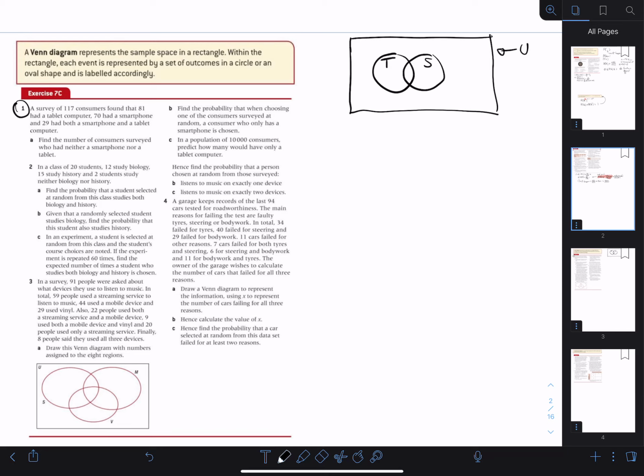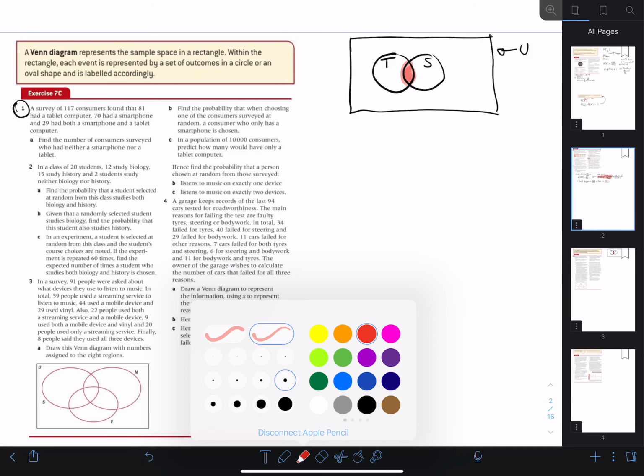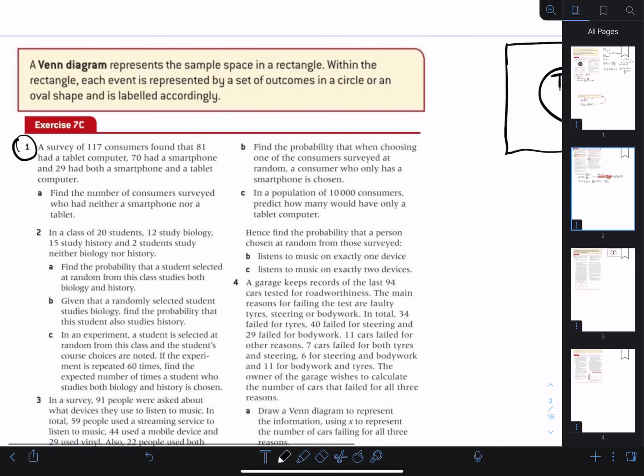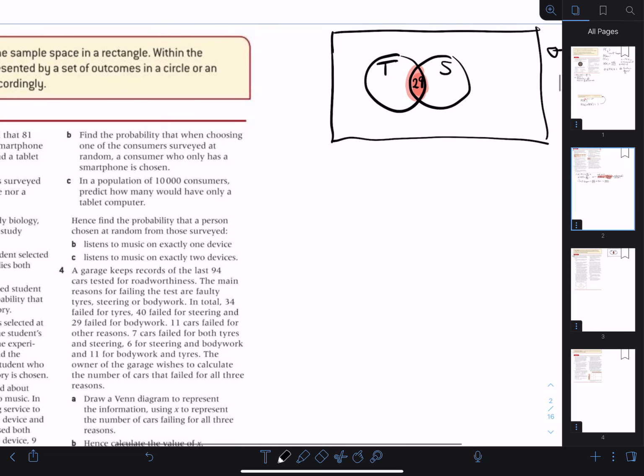If you're drawing these, it's best to start with the middle part, the part that overlaps. This part is where both conditions are true, and in this case, they give it to you. 29 had both, so 29 would go here. Sorry, it's so small. And 70 had a smartphone. Now the trick is, the 70 doesn't go here. This is wrong, because if you add up everyone that has a smartphone, there's 99. I've written down 99 of them.